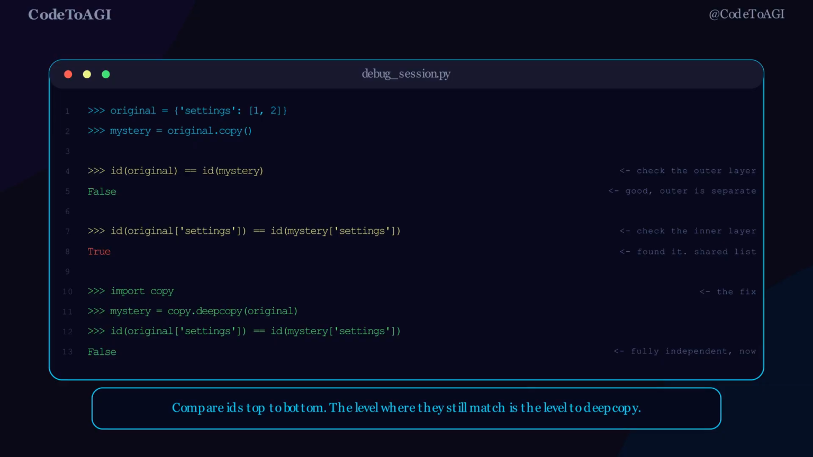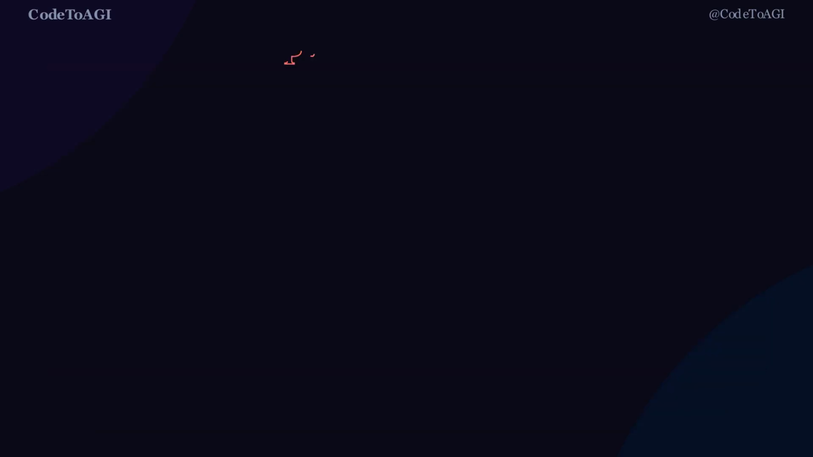The one-line fix: swap copy.copy for copy.deepcopy. Print the IDs again. Every level completely different now. Fully independent. Compare IDs, find the shared layer, deep copy it. That's the whole process. Quick one.